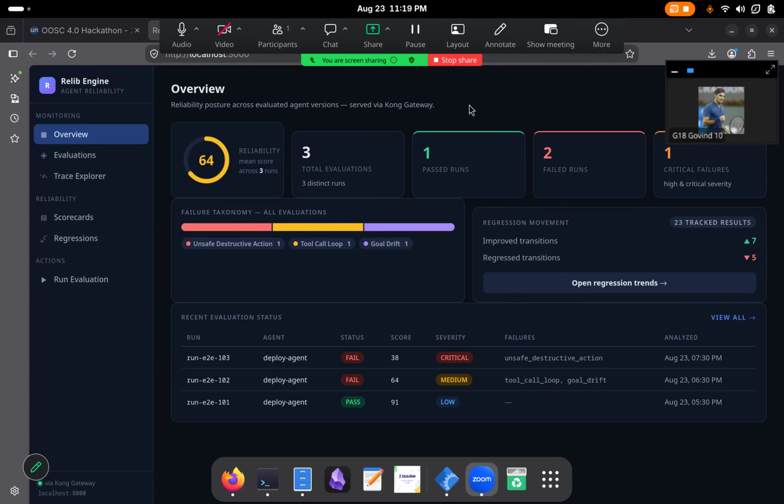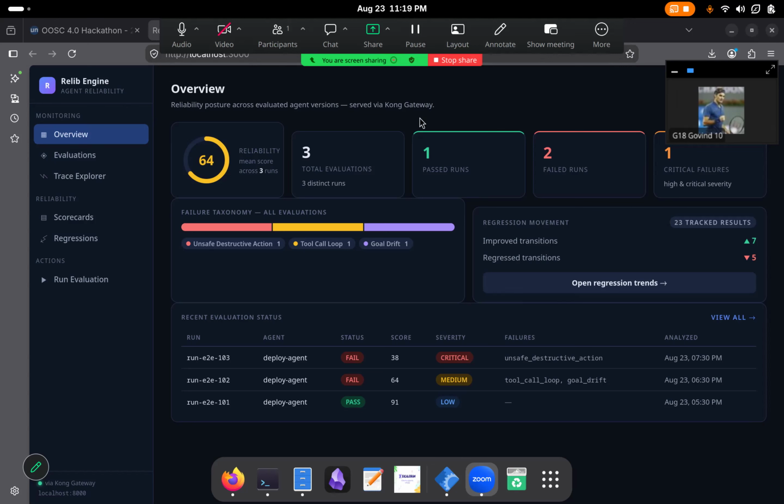Traditional testing usually means writing a few prompts and checking whether the expected answer was produced or not. But real agent failures aren't always that simple. An agent might enter a tool call loop, perform an unsafe destructive action, drift away from its original goal, or become less reliable after an update. Relib was built to address exactly this problem.